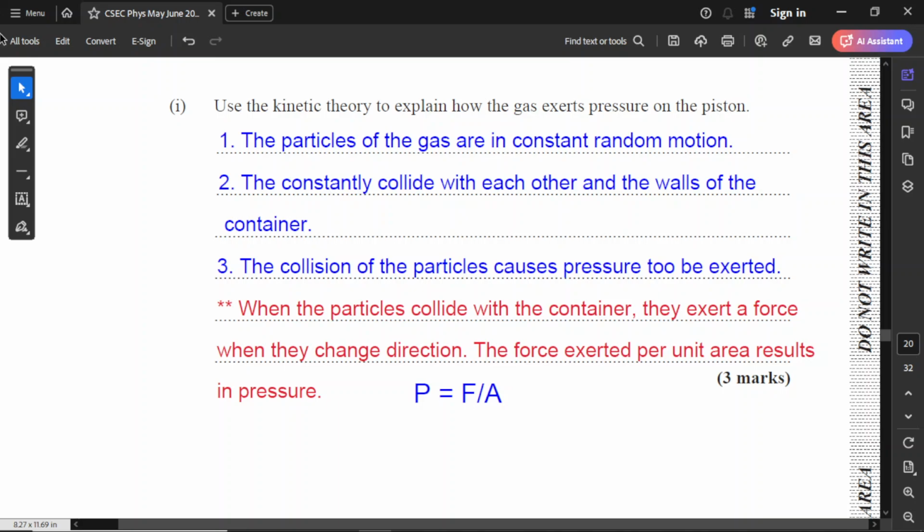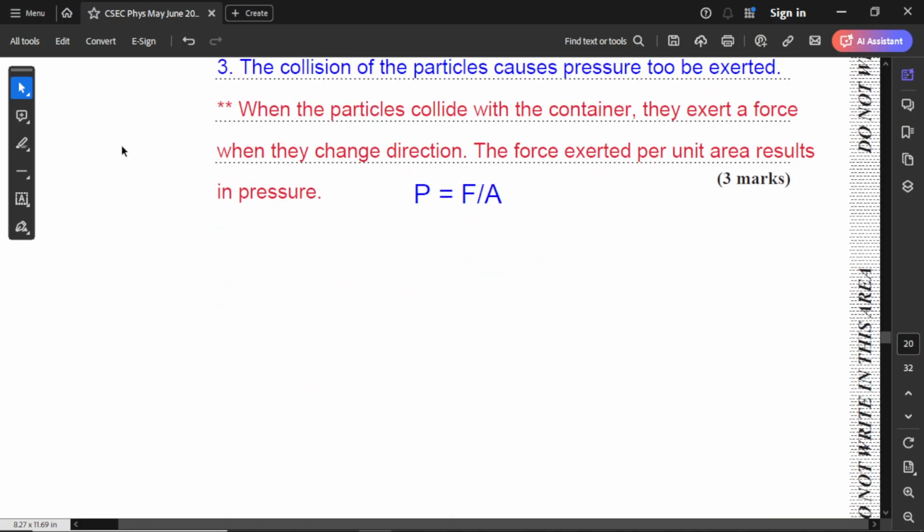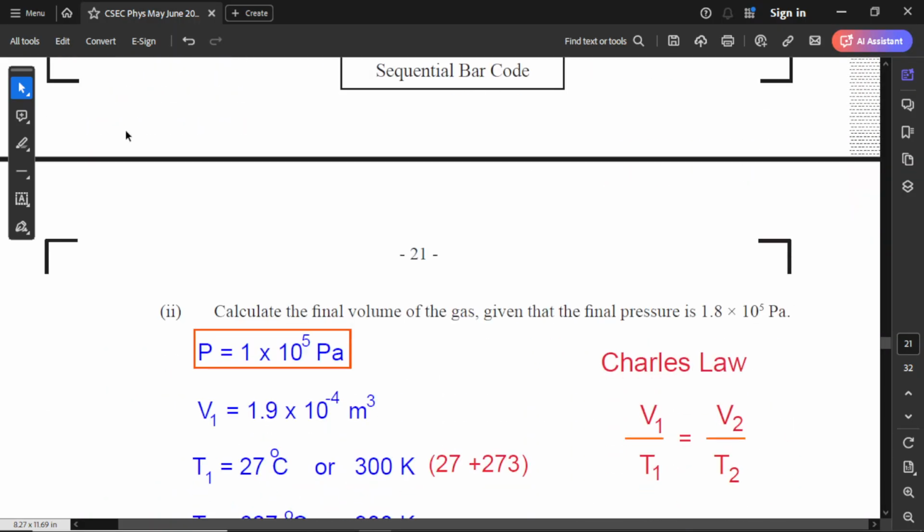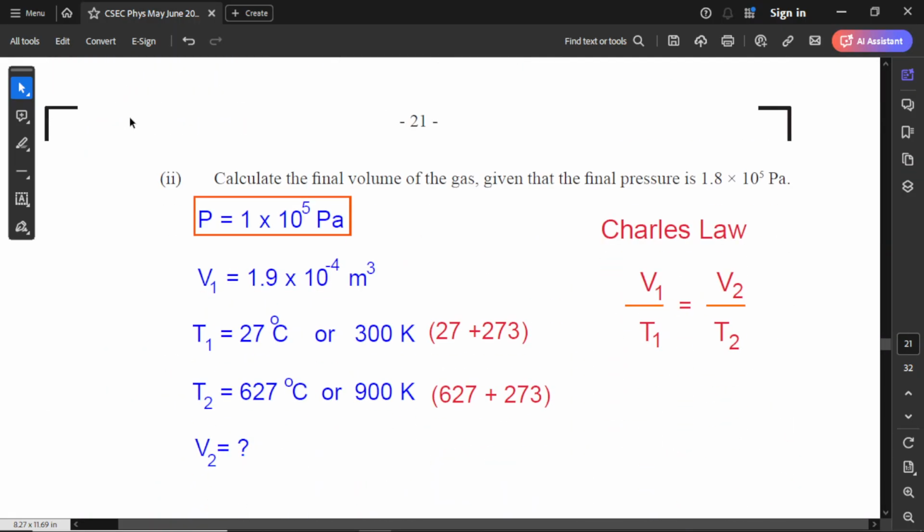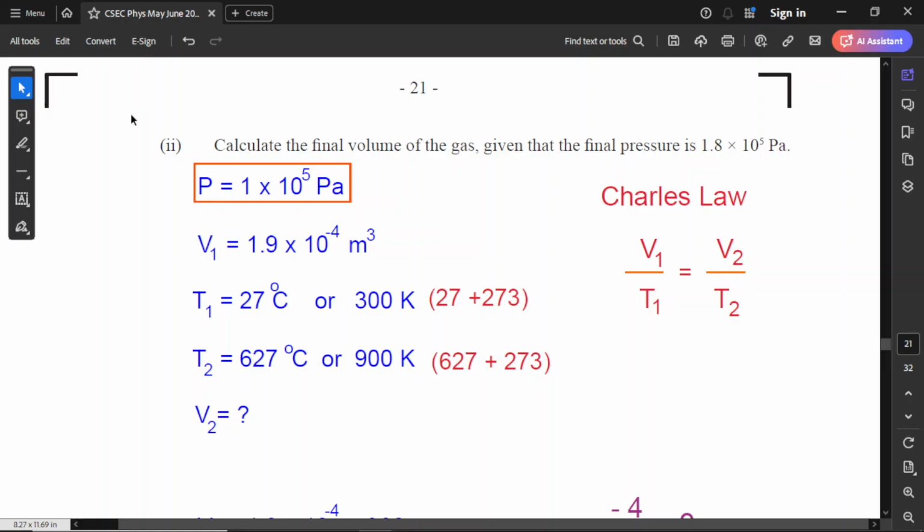All right, so let's now go into the next part of the question. This is part 2. Calculate the final volume of the gas given that the final pressure is 1.8 times 10 to the 5 Pascal. With all the information given, let me just show you before I actually say it. All of the information given right here, we have our pressure, we have our volume 1, we have our temperature 1, we have our temperature 2, and we want to find our V2, which is our volume 2. Okay, because that's what they wanted to find, our final volume.